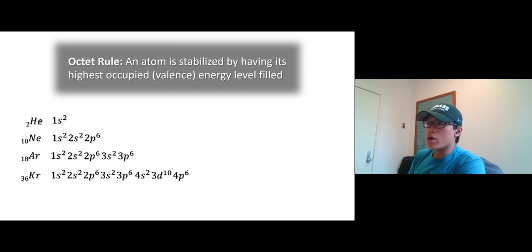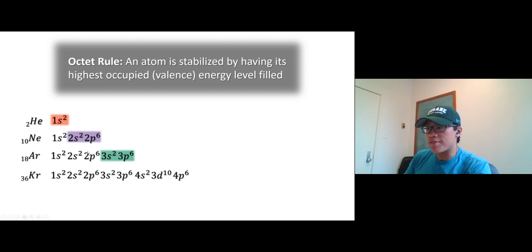Let's review real quick. The octet rule says that an atom becomes stable when its valence shell, which is the outer shell, the level farthest from the nucleus, is filled. Basically, you add all the electrons in it. For example, in helium, the outer shell can have only 2 electrons, so that's full, and it becomes stable. In neon, the highest energy level is level 2, so the full shell is 8 electrons, 6 plus 2.